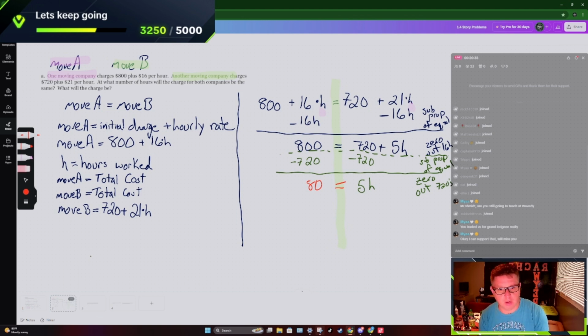And then, how do we get rid of a 5 times h? So what's the inverse operation of multiply? Yes.